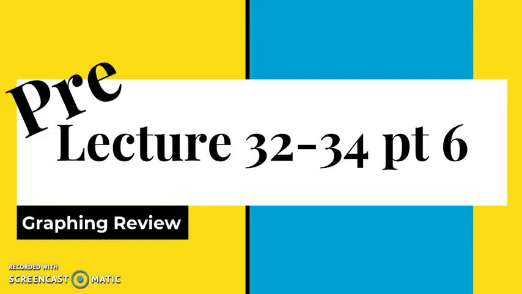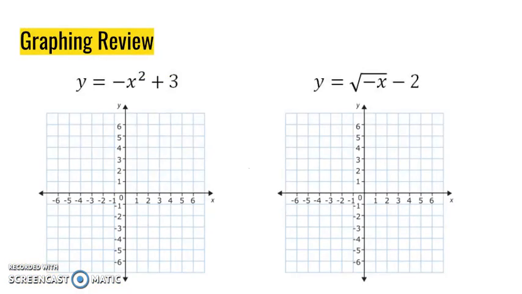Okay, so before we get started with lecture 32 through 34, part 6, we're going to do a little bit of a preview. Lecture 32 through 34, part 6 is going to be all about graphing systems of nonlinear equations. So before we get started with that, I want to do a little bit of a graphing review with you guys just to make sure that we feel comfortable graphing some of those nonlinear equations they may ask you guys to do. So, first one.